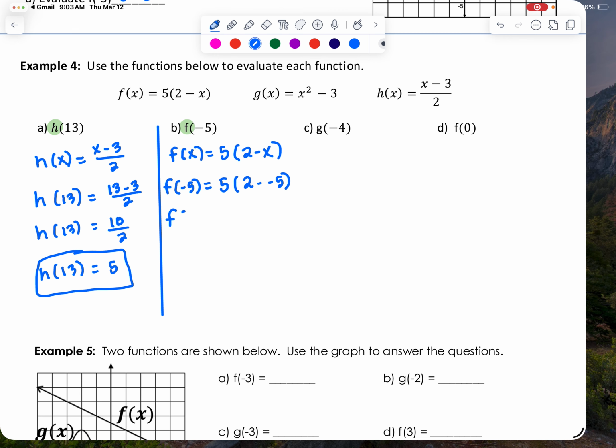So f of negative 5 equals 5 times the quantity. Remember, we have minus, minus. So that becomes plus, plus. So this would be 5 times 7. So f of negative 5 equals 35.